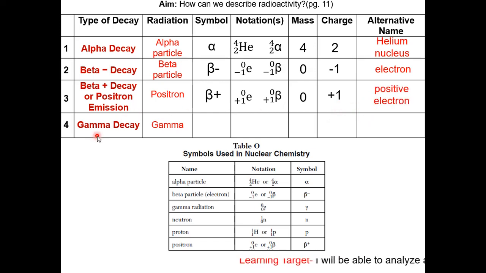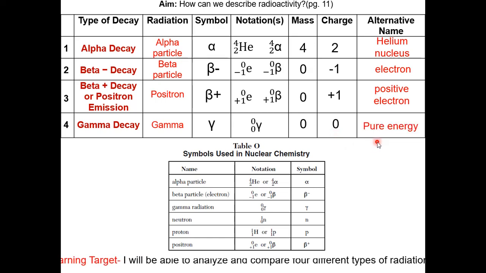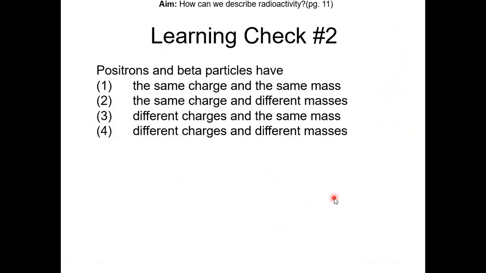The last type of decay is gamma decay. The radiation released is gamma, and here's the symbol of gamma. Here's the notation of gamma radiation. The mass and charge of gamma is 0. An alternative name for gamma is pure energy. Most of this information can be derived from Table O. On the regents, make sure you know how to interpret and use them.